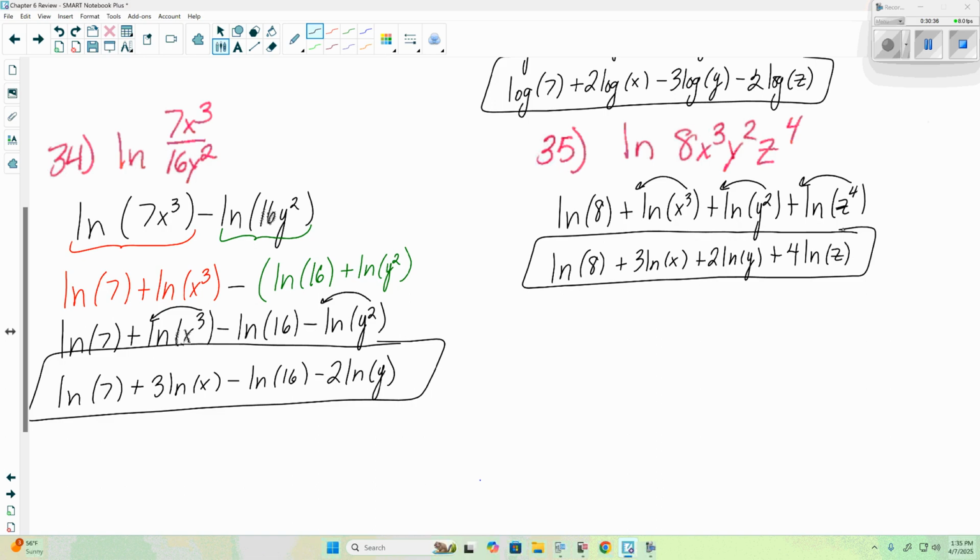Just like with the natural log of 16, we could do the same thing with the natural log of 8, where I'm not going to ask you to. But we could have rewritten the natural log of 8 as natural log of 2 to the third, which is 3 times the natural log of 2.